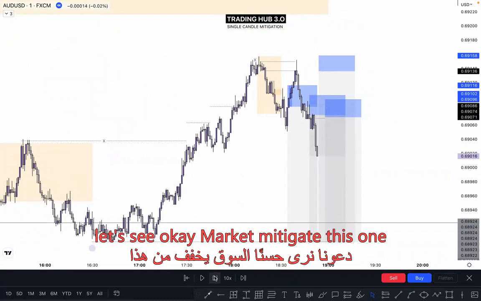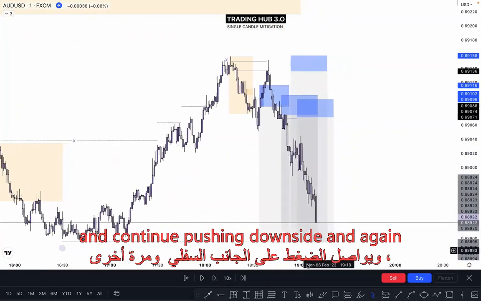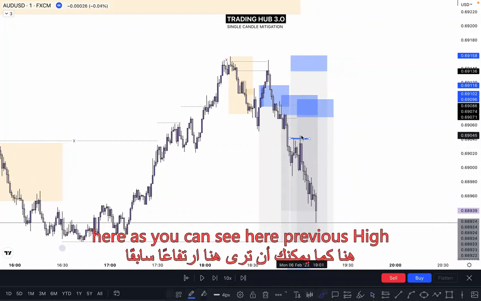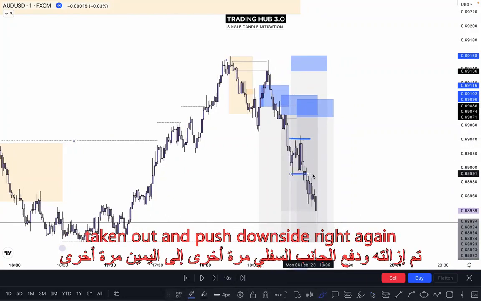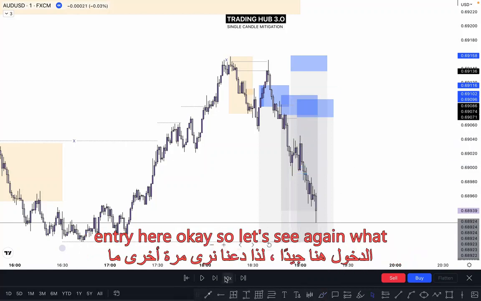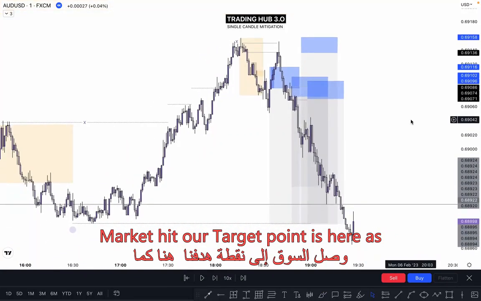Let's see. Okay, the market mitigates this one and continues pushing downside, and again the market has taken out the liquidity, which is here. As you can see here, the previous high is taken out and it pushes downside, right? Again single candle mitigation, you can take entry here. Okay, so let's see again what happened here. All right, okay, so finally the market hit our target point here.